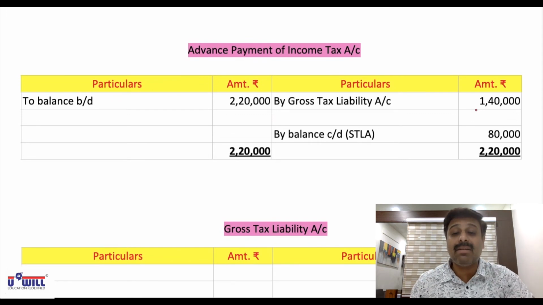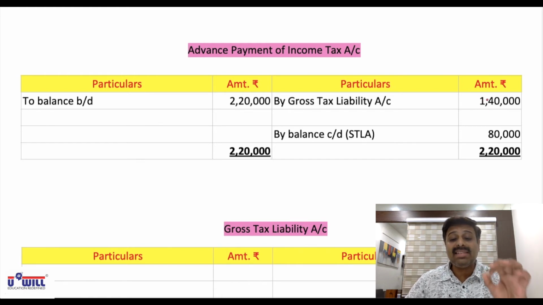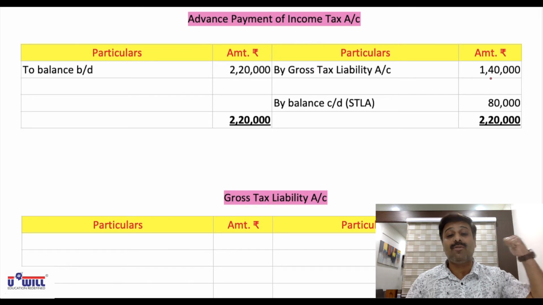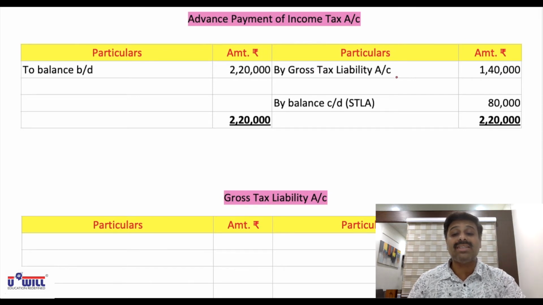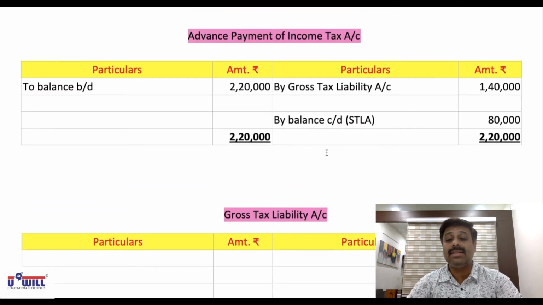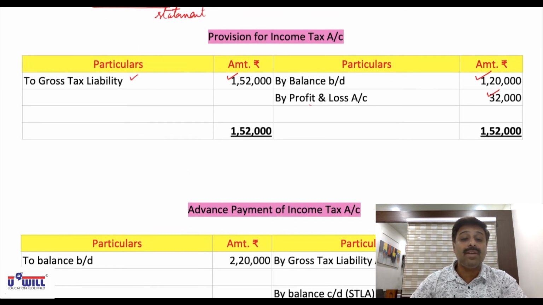This year's liability has come to 1,52,000. So against that 1,52,000, we will adjust this amount of 1,40,000. And still, how much amount is paid in advance for the next year? Only 80,000 rupees. So 80,000 will come in short-term loans and advances. Out of 2,20,000, 1,40,000 advance tax of last year, we will transfer to gross tax liability account, and the remaining amount of closing balance will come in short-term loans and advances. Now, gross tax liability account, how will we make you understand this? First, you transfer this.